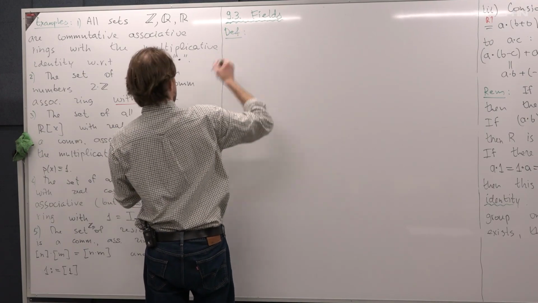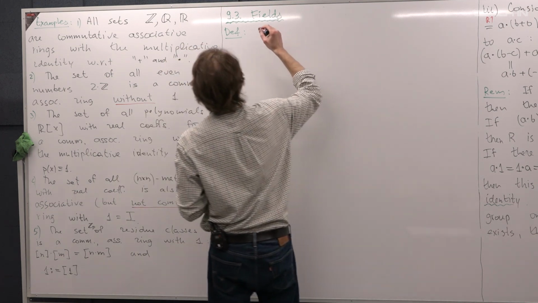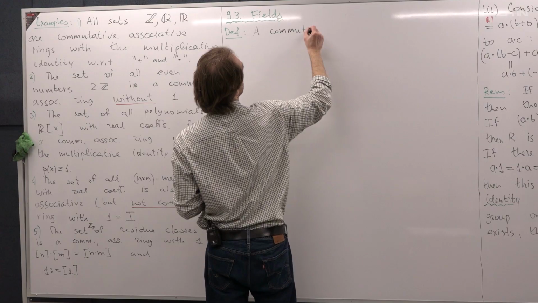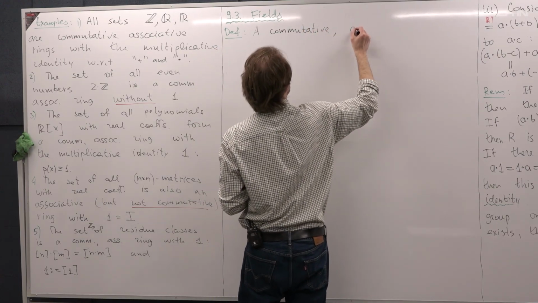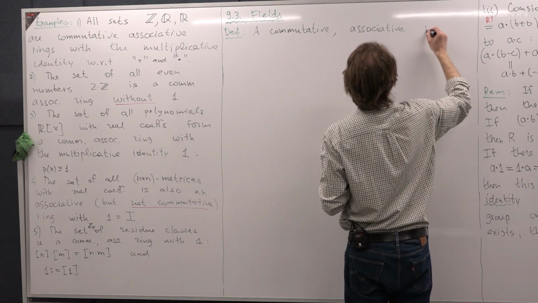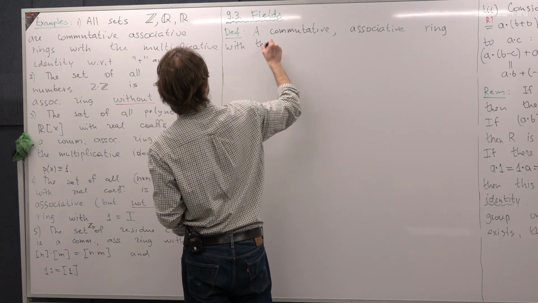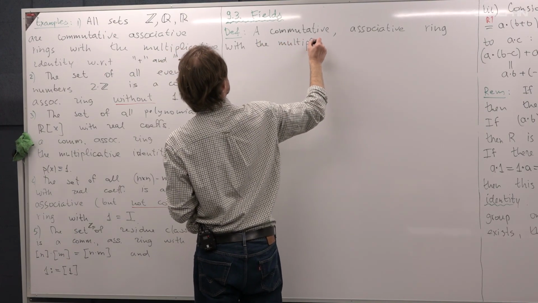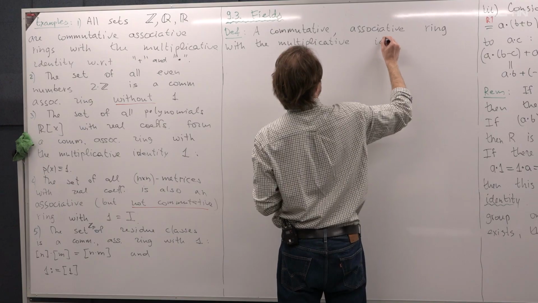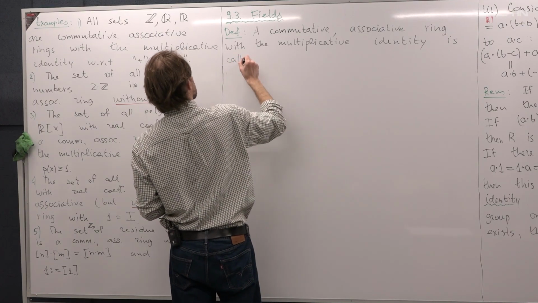So I'm going to start with the definition. A commutative associative ring with a multiplicative identity and multiplicative inverses is called a field.